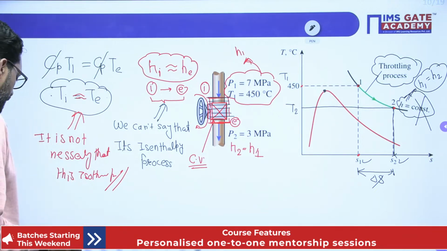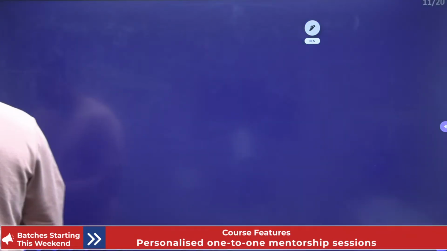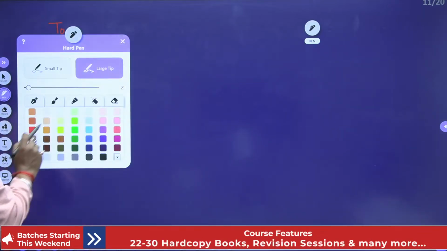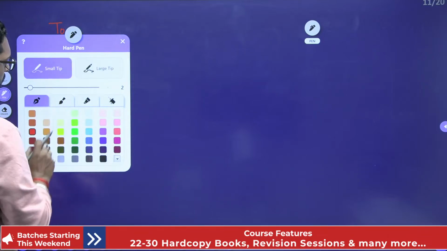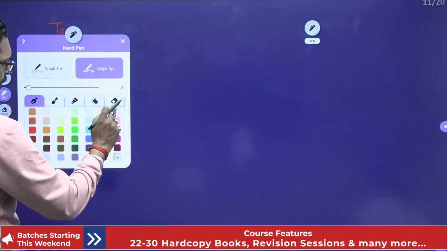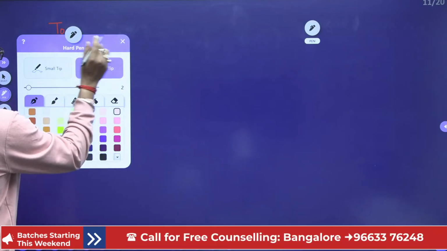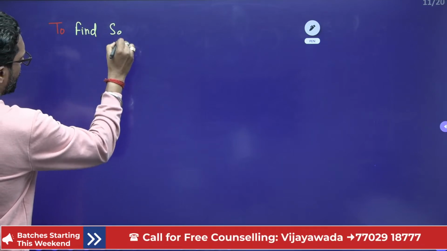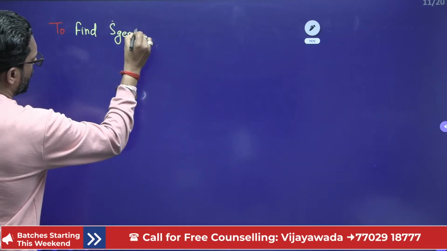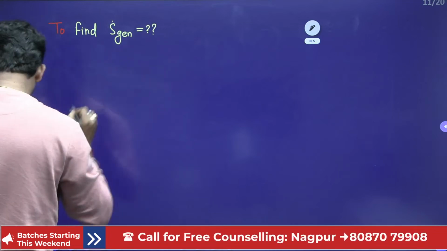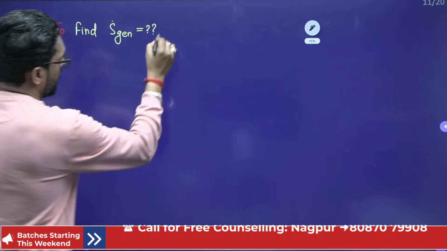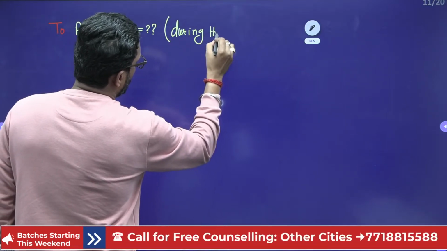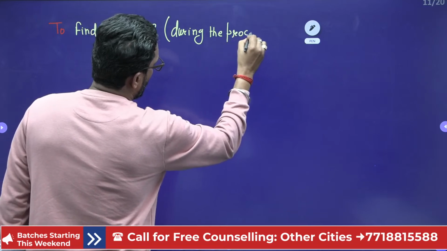So how to find the entropy change? So beta, to find entropy generation, please see. To find S generation dot, you can write it like that. Rate of entropy generation during the process, we have to find it.